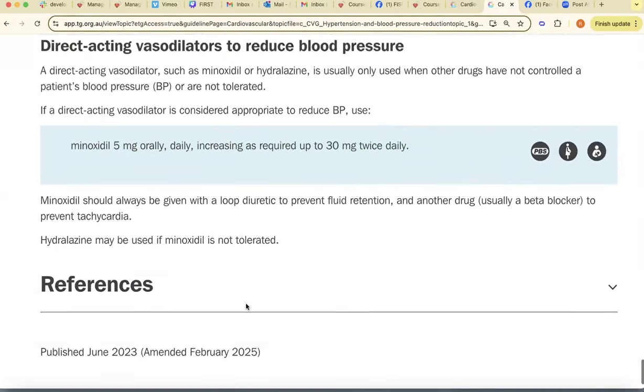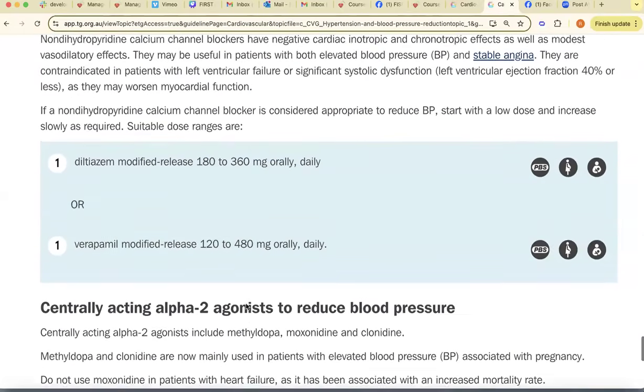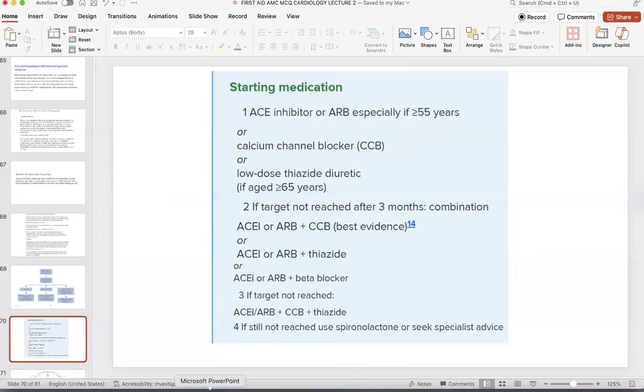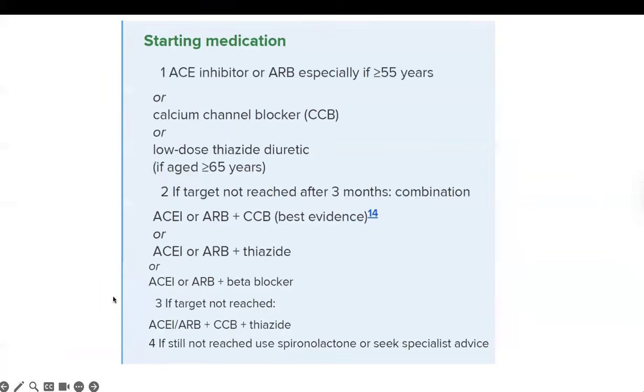So in here, they have discussed all of these different antihypertensives, which is not necessary for you to know. So let's go back to our notes. Now, let's say we want to start medication for a patient.